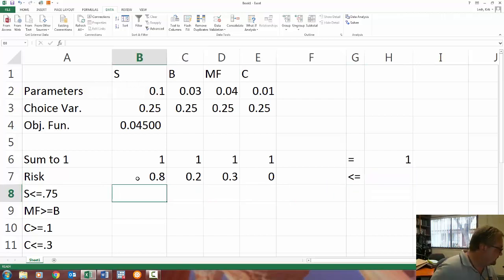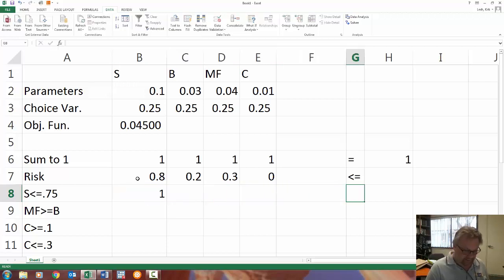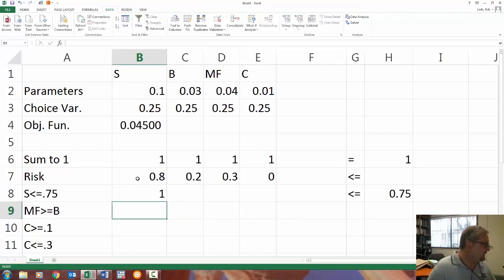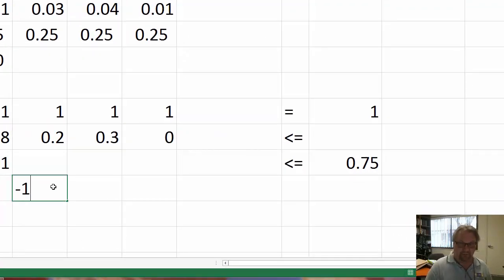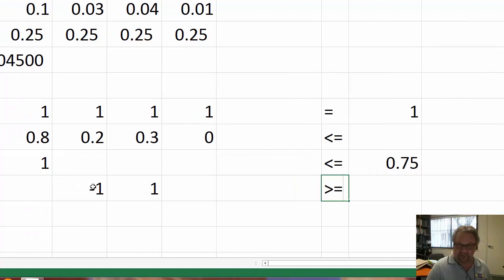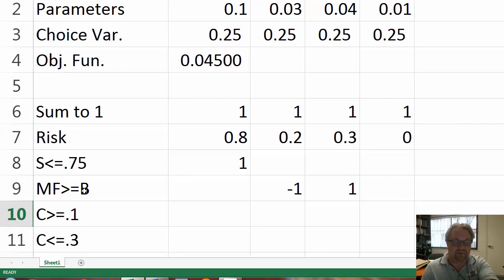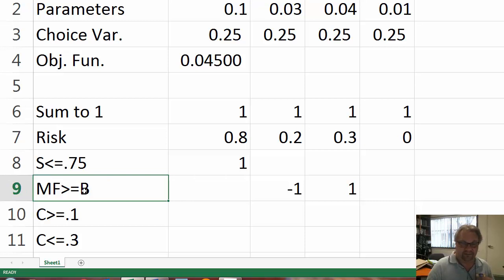And then they give me some more constraints. So no more than 75% of the total investment may be in stocks. So stocks, right, has to be less than or equal to 0.75. Okay, and then the amount invested in mutual funds must be at least as much as that invested in bonds. So if I move the bonds over, I'm going to get a -1 for the bonds, a 1 for my mutual funds, and that's got to be greater than or equal to 0, right? Because once I move this B over, I've got a 0 on the right-hand side.